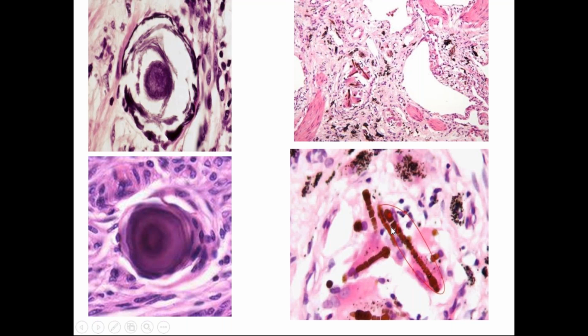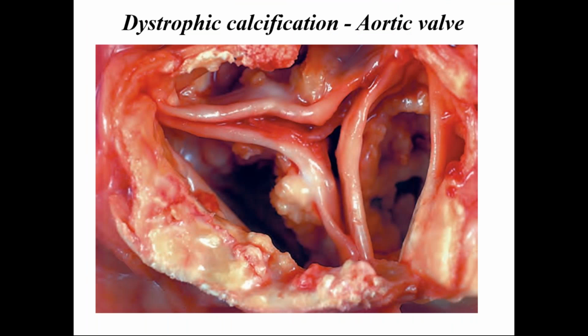Then this is the picture of asbestosis, with long, slender bodies giving a dumbbell appearance. Composition of this asbestosis: calcification of calcium.